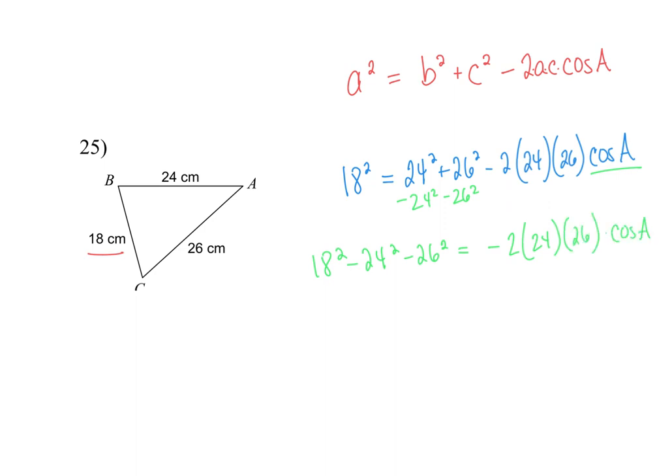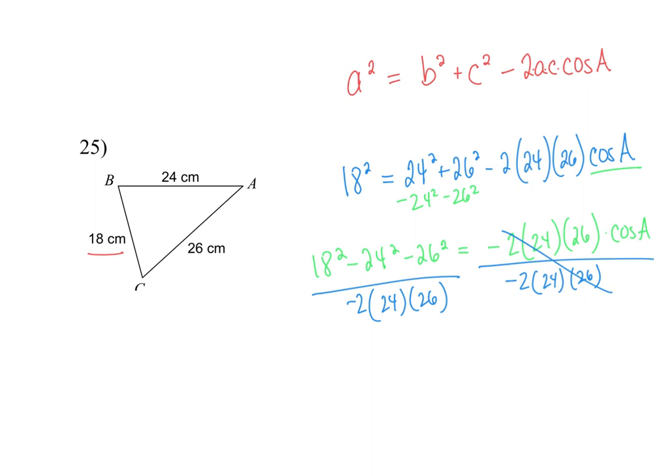What else do I need to do to get cosine of A by itself? I need to divide, right? Divide by this whole crazy thing. I'm showing you this because I do all of this in my calculator at once, by the way. So I'm going to show you how to do it all at once. All right. Now, I have cosine A by itself. What am I solving for, though? Angle A. Yes, angle A.